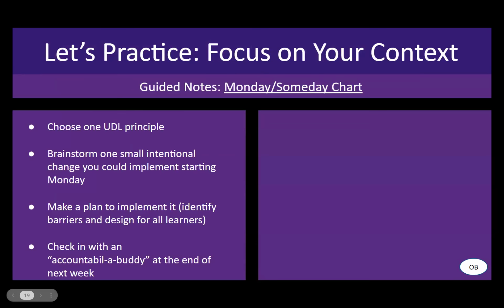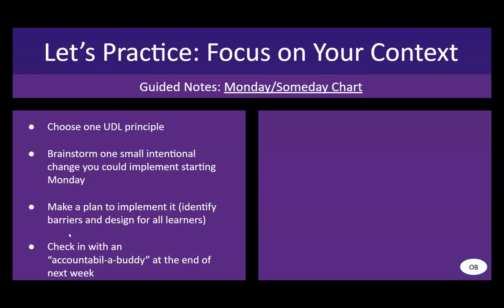To continue building your own neural pathways, we want to extend on the previous two activities and apply the UDL guidelines to your professional context. In your guided notes on page 4, you will find a Monday someday chart. The guiding idea here is to think about small, meaningful changes we can implement almost immediately. That's the Monday side of the chart. And then also lay the groundwork for a medium-term change that you can implement for your next teaching semester, the someday side. Even if you are in a pair or small group, you'll want to start this activity individually as you think about your own courses.